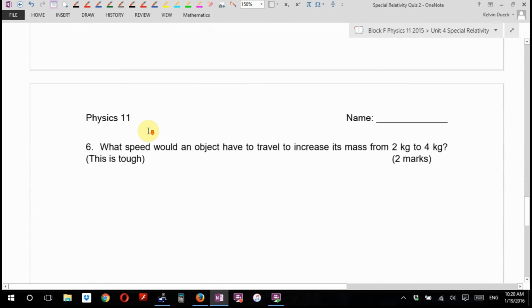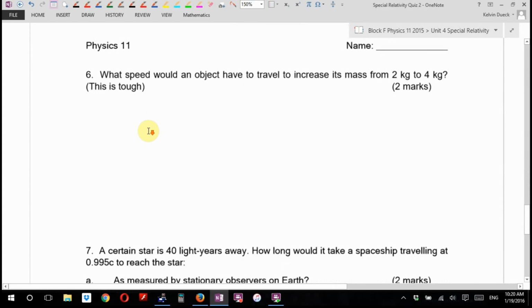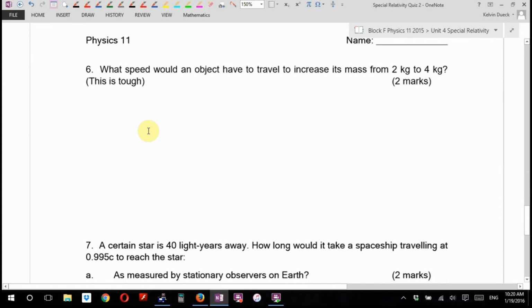Turn the page. Is it? Turn the page? Yeah. What speed would an object have to travel to increase its mass from 2 to 4 kilograms? This one's tough. Well, I think they're asking me to find this. I think my original mass is 2. I think my relativistic mass is 4.